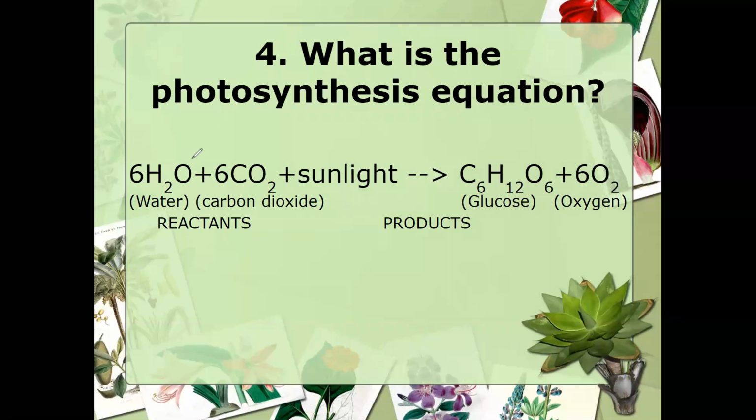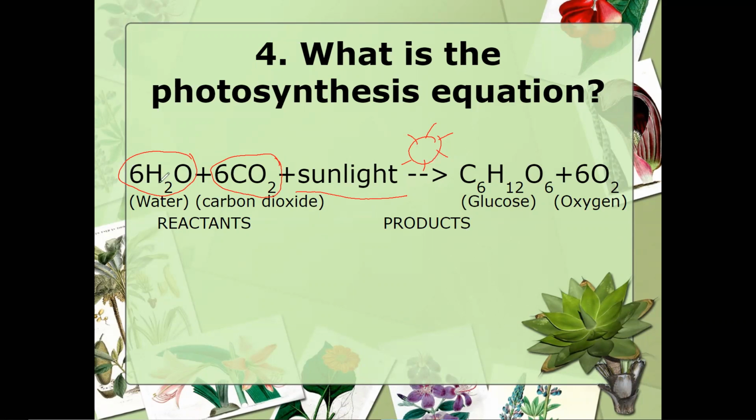We have first 6H2O. You're probably familiar with H2O already, you know it's water. So we have 6 water molecules reacting with 6 CO2 molecules and sunlight. Sunlight is sometimes listed on the reactant side, or the left side, of the equation. Sometimes it's just drawn in as a little sun over the little arrow, because sunlight is needed to trigger this reaction to happen. Sunlight is a form of energy, and that energy is causing these molecules to react with one another and things to happen.